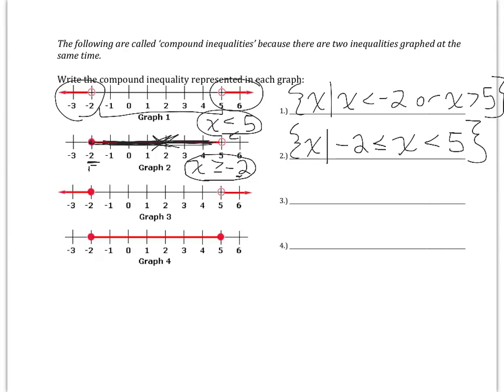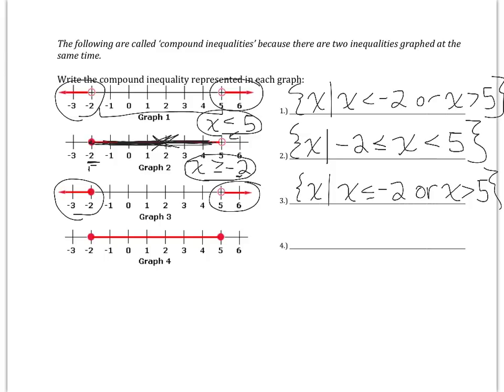So for 3, you've got two different things going on. So you're going to start with x such that, and then we're going to write our answer. So again, this one would be x is less than or equal to -2, or, and it would be or because they're going in opposite directions, x is greater than 5, just like that. All right? Number 4, again, they're going towards each other, so we're going to combine it.